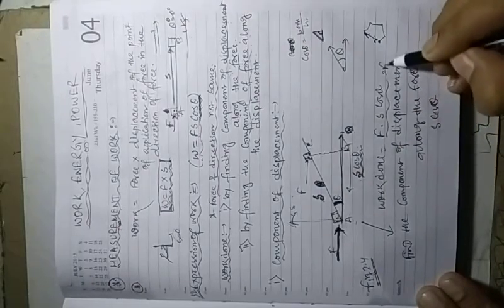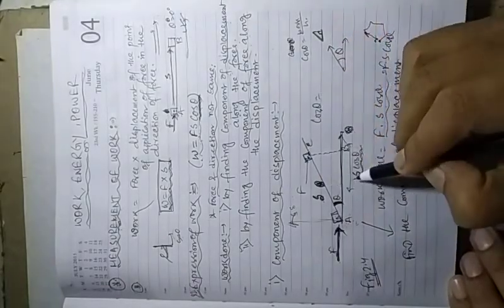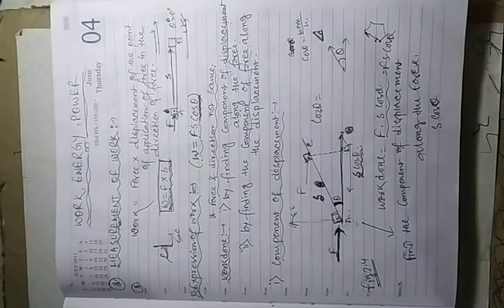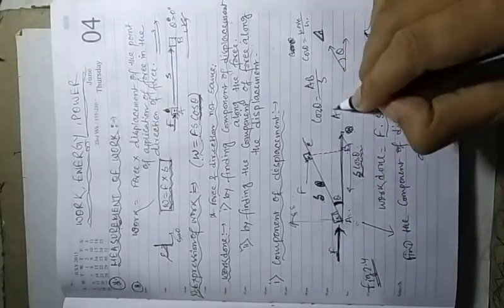That's why in your book it has been written properly: F cos theta, F into AB. AB means cos theta, and how it has come: cos theta is equal to base by hypotenuse. Base is here and hypotenuse is here, so AB by hypotenuse. So AB is equal to S cos theta. I directly write it because I have already explained how to calculate the component.